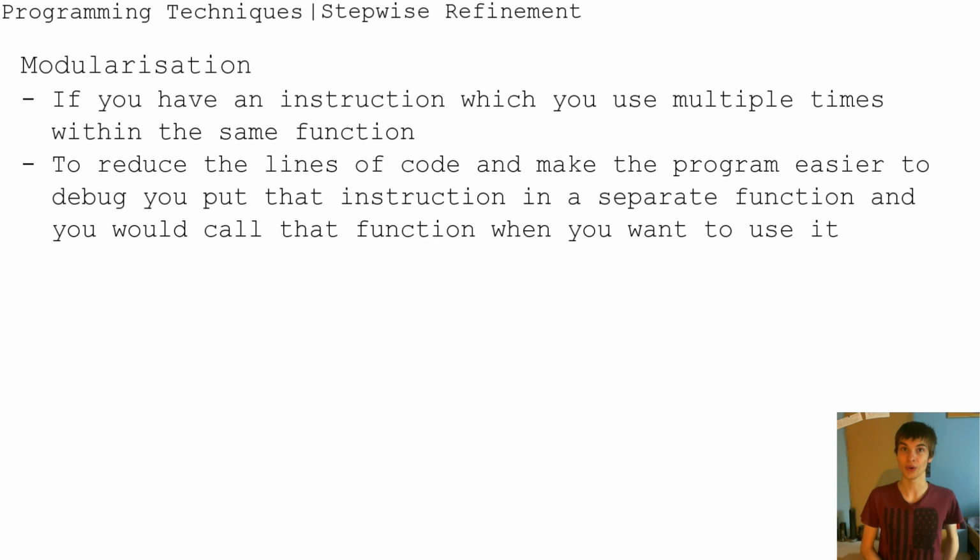Modularisation is when you have an instruction which you use multiple times within the same function, to reduce the lines of code and make the program easier to write and then easier to debug. You put that instruction in a separate function and then you just call that function whenever you need it.